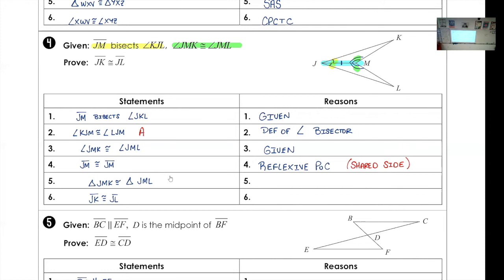JMK to JML, angle or side? That is an angle. JM to JM. That is a side. So which two theorems could we possibly use? Angle, side, angle, or angle, angle, side. And what's the biggest difference between those two?